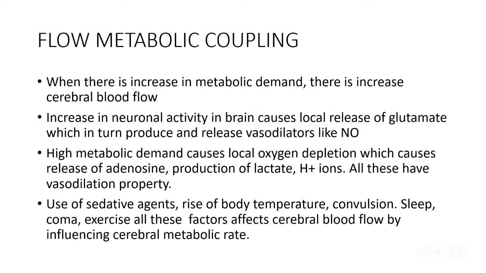Now, flow metabolic coupling. When there is an increased metabolic demand inside the brain tissue, there is an increased cerebral blood flow. Increase in the neuronal activity in the brain causes local release of glutamate, which produces and releases the vasodilator nitric oxide. High metabolic demand causes local oxygen depletion, which causes release of adenosine and production of lactate and hydrogen ion. All these have vasodilation properties, so they increase the cerebral blood flow.